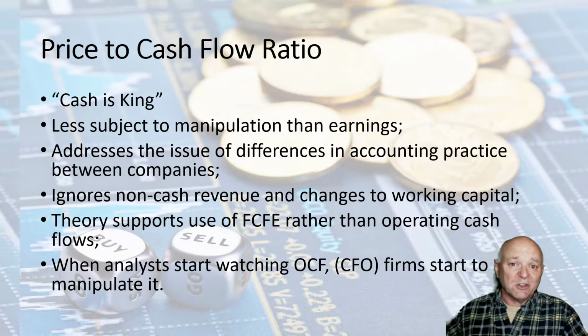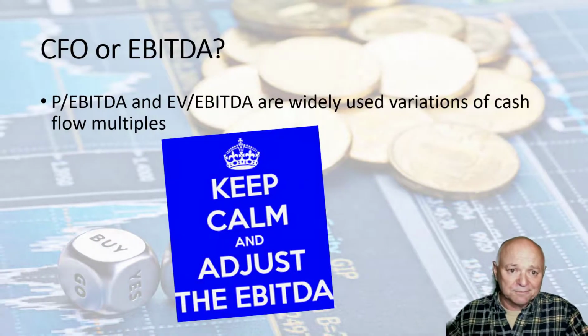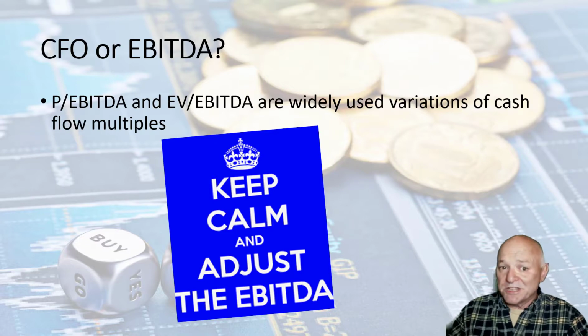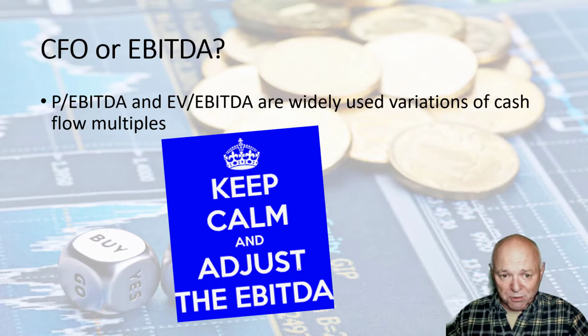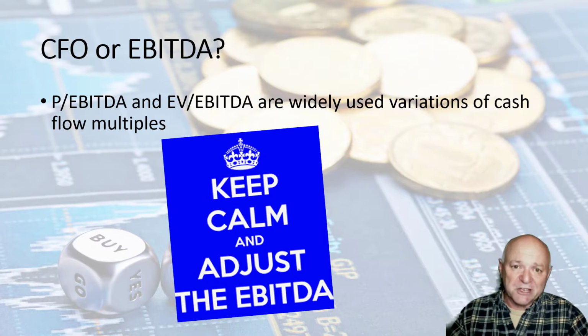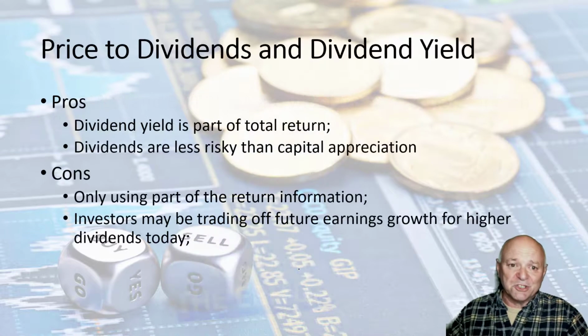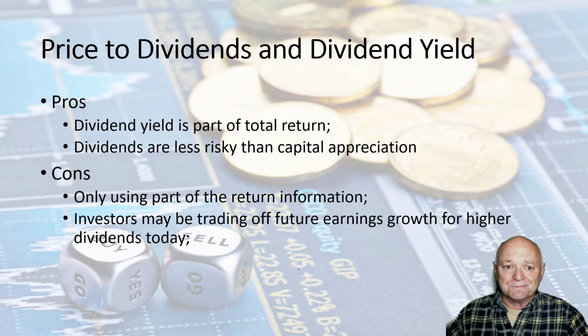Instead of cash flow, we can also use the operating profit. So operating cash flow or cash from operations, we can use the EBITDA, and we see that in multiples like the price to EBITDA and the enterprise value to EBITDA. And we can use adjustments as well to that.